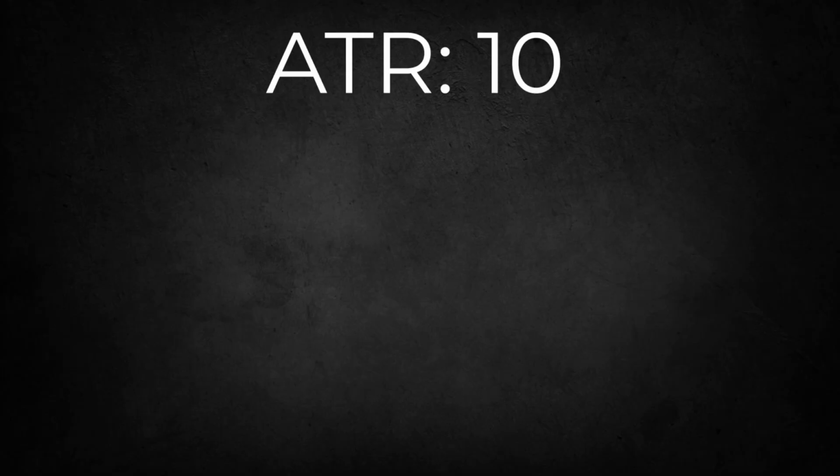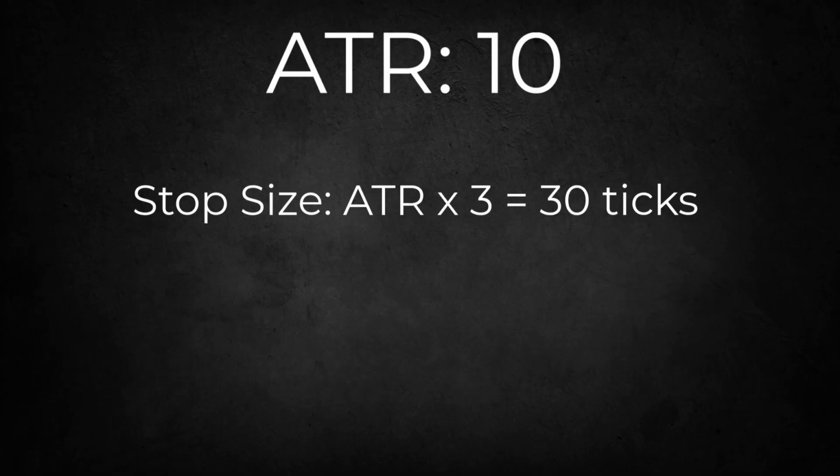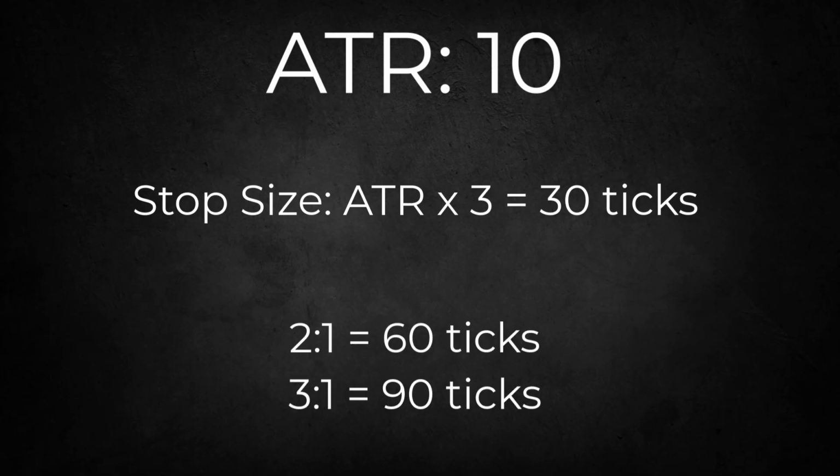So they're both at 10. So my stop size is 3 times that number. So I have a 30 tick stop size based on that number. And then my targets are 2 to 1 and 3 to 1 of that stop size.